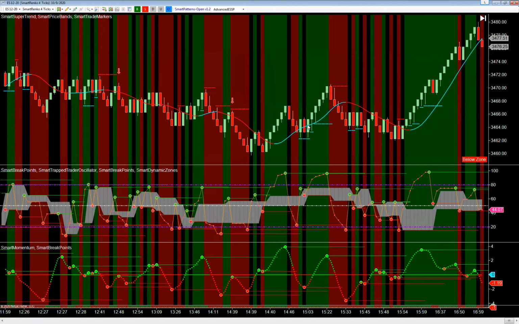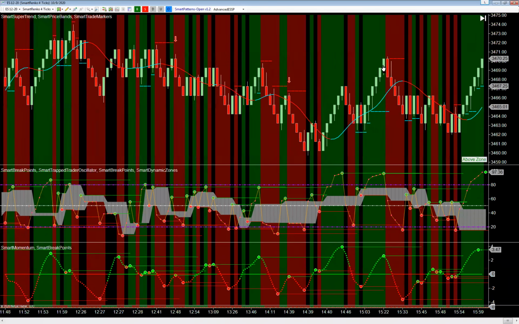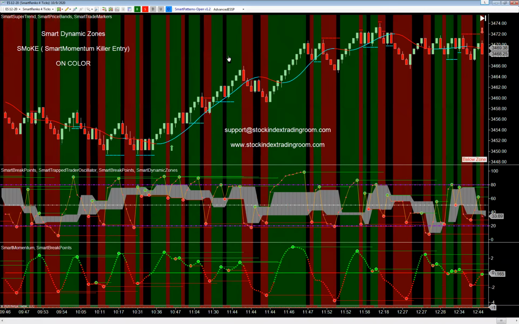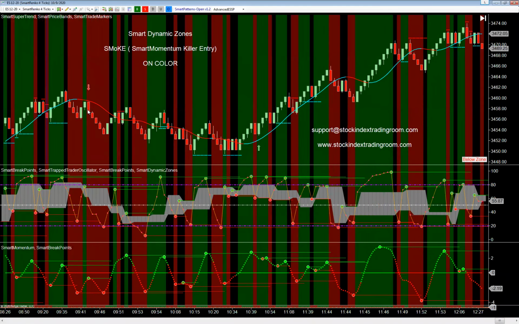And so for highly likely continuations, this is what we do. And that's all there is to it. We watch for a red smart price band, red smart momentum, then we're looking for a reversal bar, and there it goes. Okay, so that's all there is to it. Now I want to show you a recap, and then we're going to be finished.